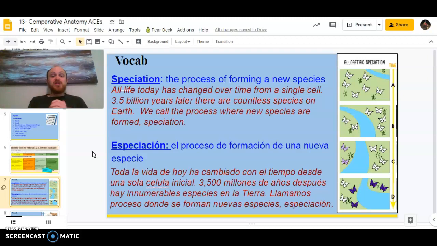All life today has changed over time, but all life started as just a single cell. 3.5 billion years later, there are countless species on Earth. We call the process where a new species is formed speciation. There's a little picture over here that quickly breaks down how this works. You have a population of butterflies. They're all the same color. They get separated, and now they can't intermix anymore. On the different sides of the river, there are different selective pressures, so they are changing differently over time. You're going to have purple and white butterflies, maybe, if natural selection made some purple and some white. And then they won't interbreed anymore if they mix. So you have new species.